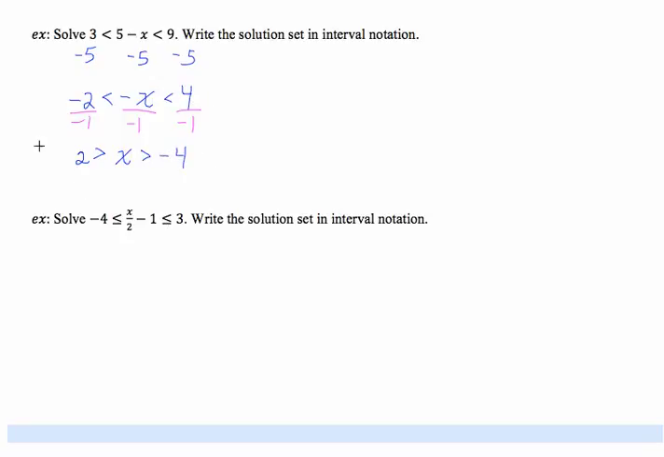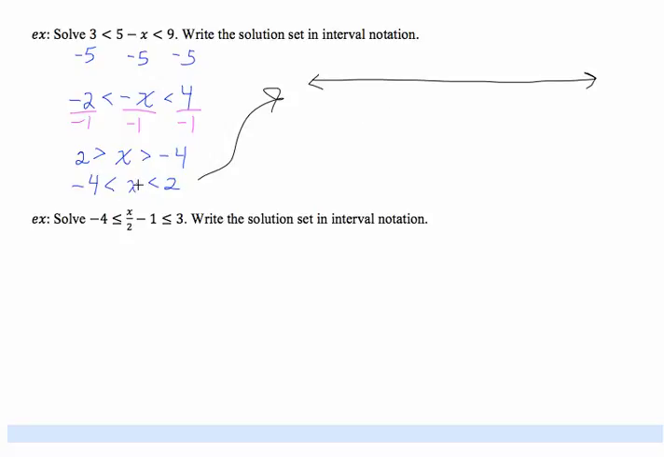Now this is a strangely written double inequality because of the direction of the signs. Although it's true, it doesn't make as much sense to read 2 is greater than x is greater than negative 4. What makes more sense is to reverse the whole thing and say that's the same as saying negative 4 is less than x, which is less than 2. To me, it makes more sense to look at it in this order because this number is lower than this number.